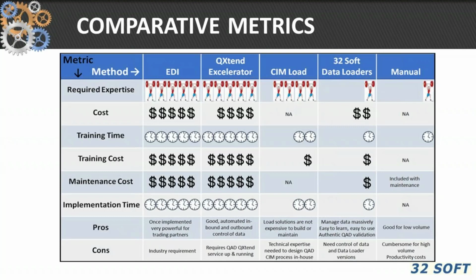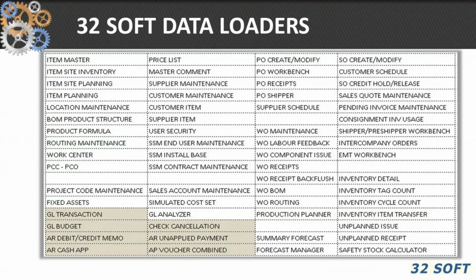And the question is, what can you do with the data loaders? Well, here is the list of available programs. The data loaders are good for maintaining static master files as well as volume transactional data. We have about 60 to 70 programs which represent major QAD data maintenance functions, ranging from item master, product structure, routing, and we have a few financial functions here on the left bottom corner. These were highlighted in gray, only good for QAD SE versions, whereas the rest of the programs are good for both QAD EE and SE versions.